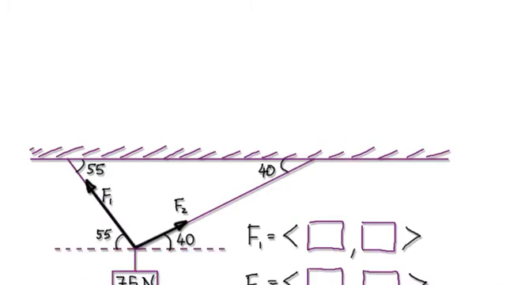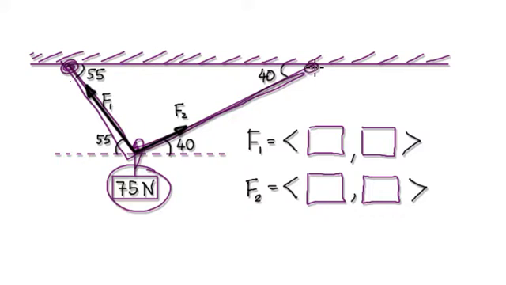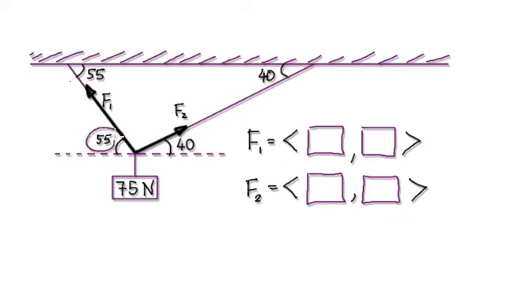Okay, let's give you guys some more practice. So here I've got a weight hanging on a wire, and this wire is attached to the ceiling here and here. This angle here is 55. This angle here is 40. Well, if this is 55, then this must be 55 because of two parallel lines.